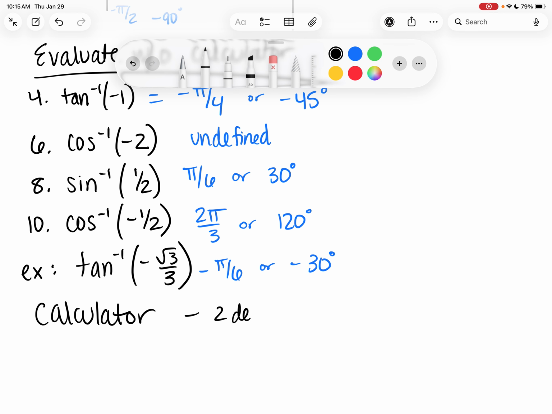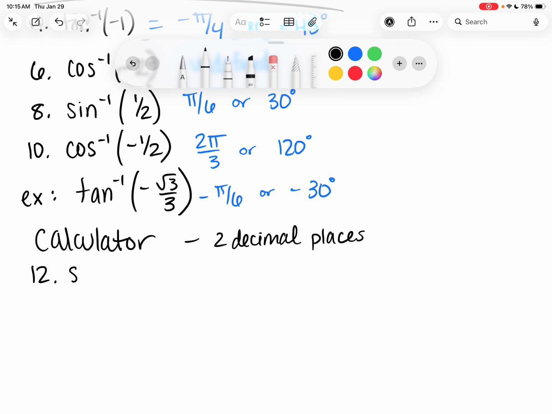So 12 is the inverse sine of 0.18. 14 is the inverse cosine of 0.36. 16 is the inverse tangent of negative 0.75. And then 18 is the inverse sine of 0.8.